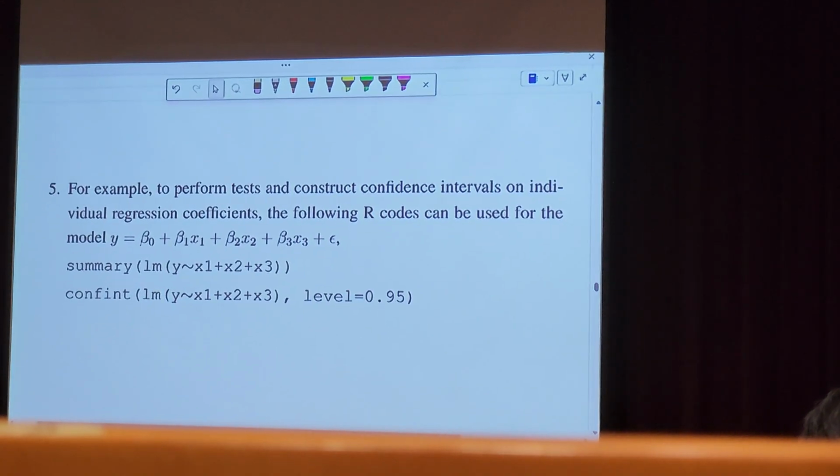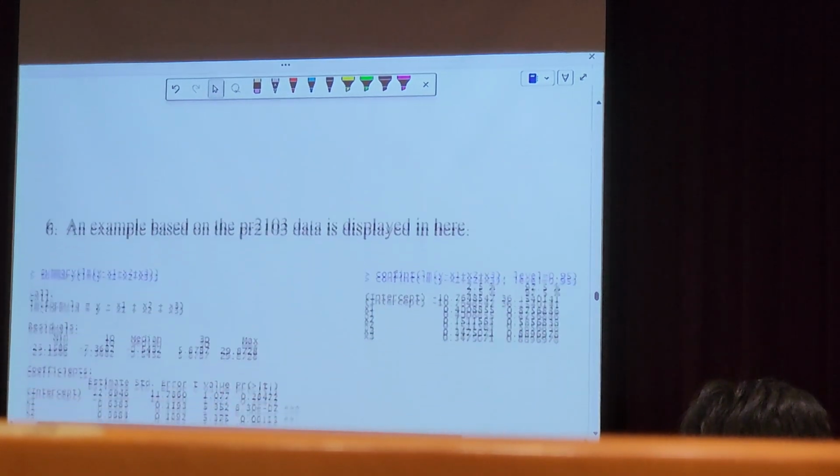Now, all these are useless if you don't know how to apply it. So in R, constructing a confidence interval is very simple. Testing is also very simple. To test individual regression coefficients, summary is the function to use. To construct a confidence interval, confint is the one to use. So let's look at an example.